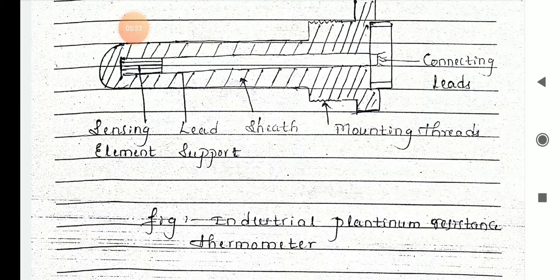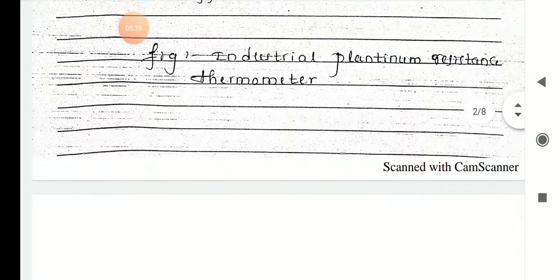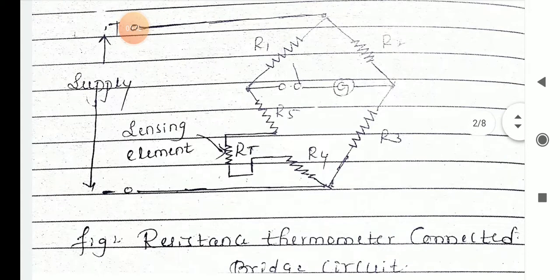Next we will discuss the working part. The figure shows the thermometer connected in a bridge circuit. The thermometer is connected directly to the bridge circuit. The output of the thermometer is connected to the bridge circuit. The resistance thermometer acts as one arm of the Wheatstone bridge.